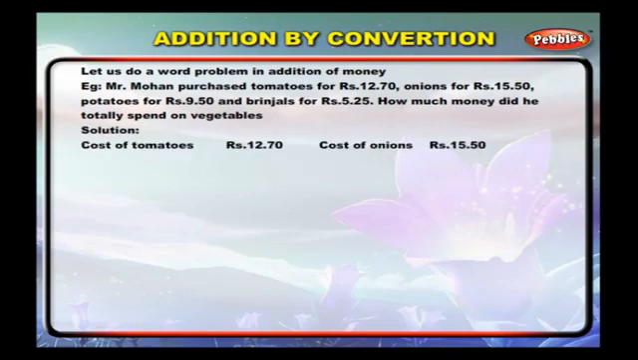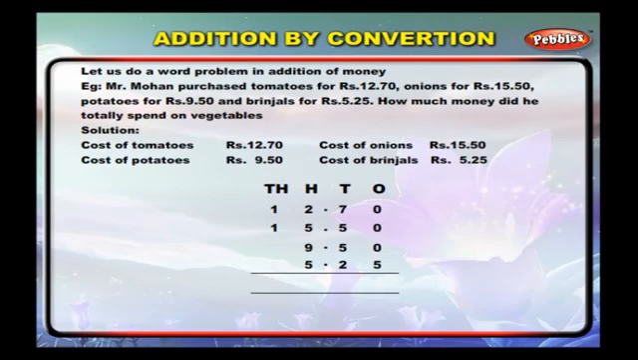Solution: cost of tomatoes 12 rupees 70 paise, cost of onions 15 rupees 50 paise, cost of potatoes 9 rupees 50 paise, cost of brinjals 5 rupees 25 paise. Arrange the amounts in columns. Add ones column. 0 plus 0 plus 0 plus 5 is equal to 5. Add tens column. 7 plus 5 plus 5 plus 2 is equal to 19. Write 9 in the tens column and carry over 1 to the hundreds column.